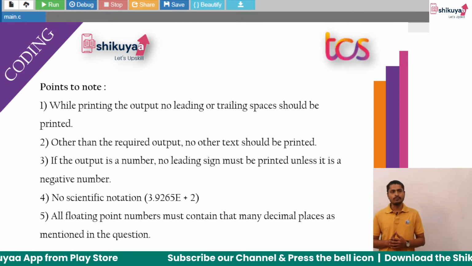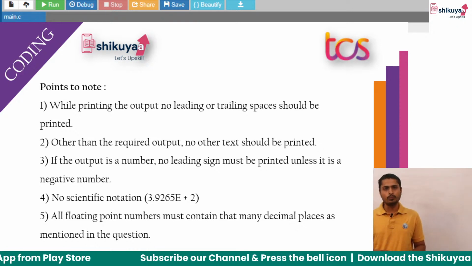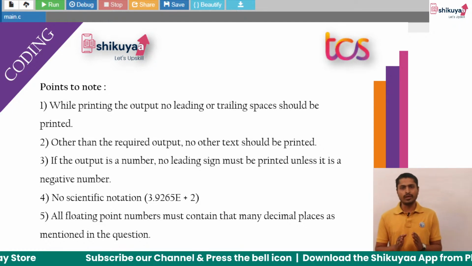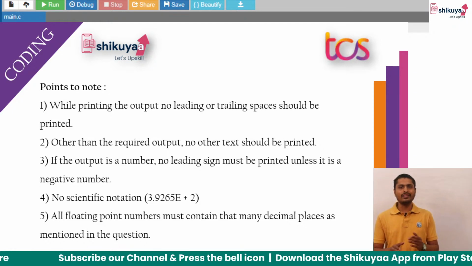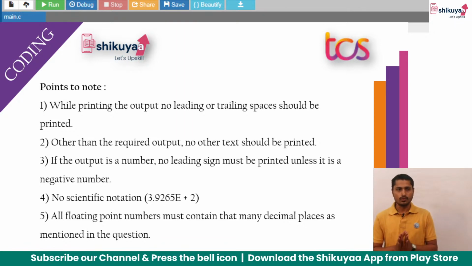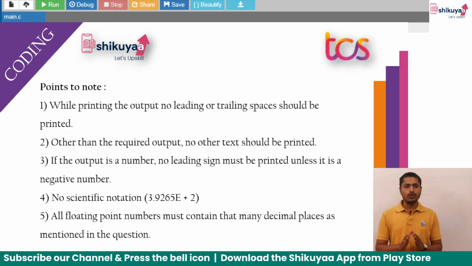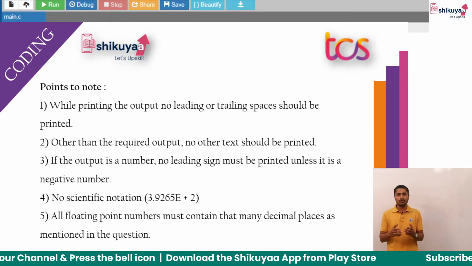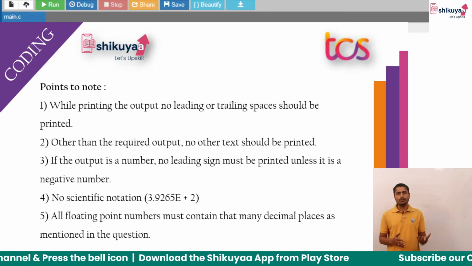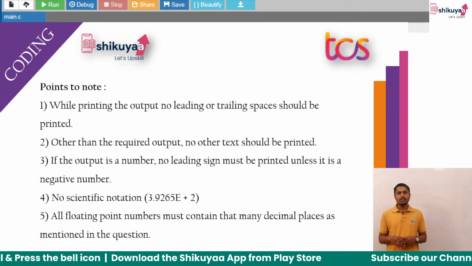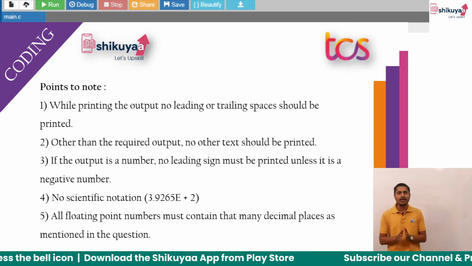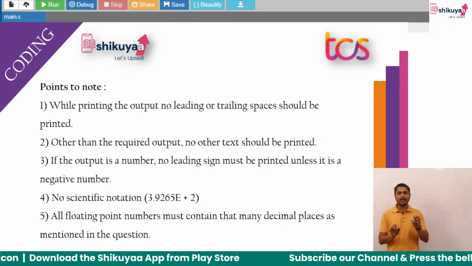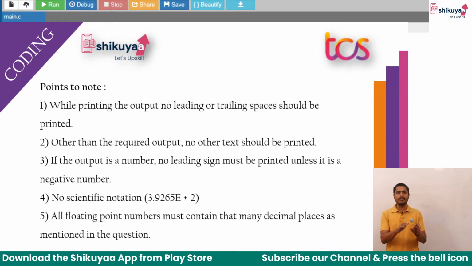preparing with the programming. First point, while printing the output, no leading or trailing spaces should be printed. So your program should be very precise. It should not print anything other than the required elements. Other than the required output, no other text should be printed. In some programs I will use extra text for your understanding, but at the time of exams you don't use that text. Just print whatever output you have at the end of your program. At the output console it should show only the output obtained from the program.